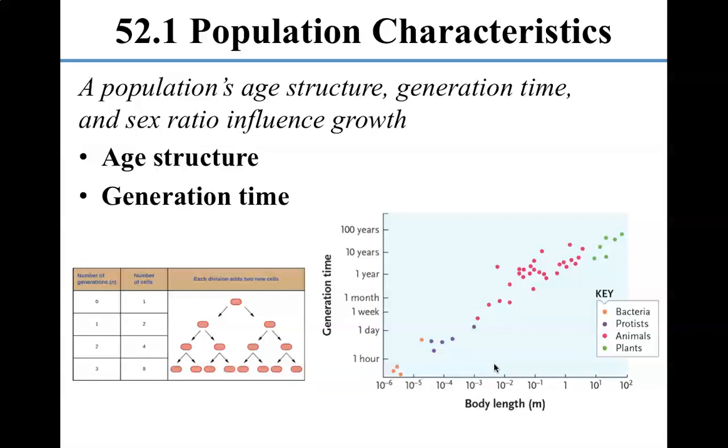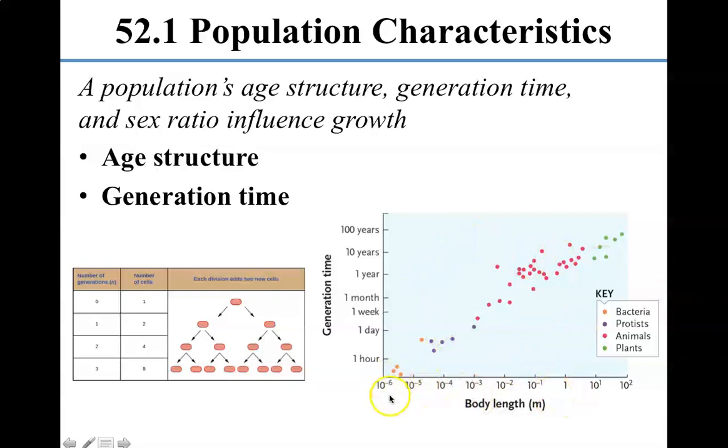And generation time is usually long when species live longer and it takes them a long time to reach reproductive age. So populations that have a short generation time have the ability to grow really quickly, whereas populations that have a longer generation time will have a much slower growing population. Right? Generation time is also linked to body size.